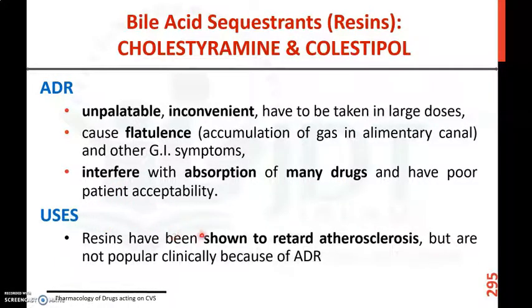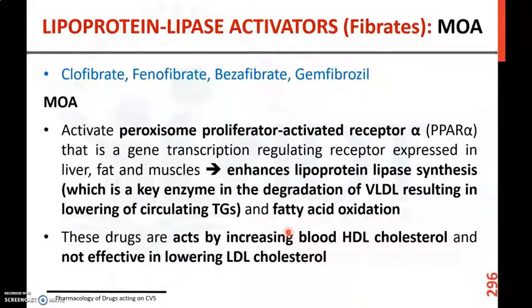And it is mainly used to retard atherosclerosis, but this is not popular clinically because of its adverse drug reactions, being unpalatable as well as inconvenient to use due to the large dose. So these are the uses of bile acid sequestrants like cholestyramine and colestipol.